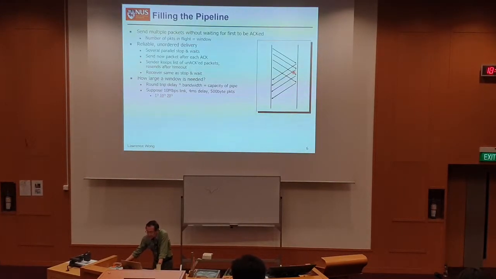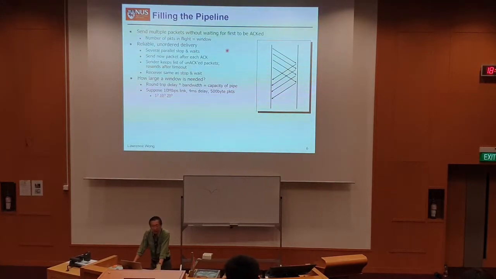Of course, if you have a good network, you can fill the pipeline: send multiple packets without waiting for the first to be acknowledged, and then the acknowledgements come back. The number of packets in flight will be the window size, whatever the window size is. So, reliable unordered delivery, several stop and waits, send new packet after each ACK, and so on.